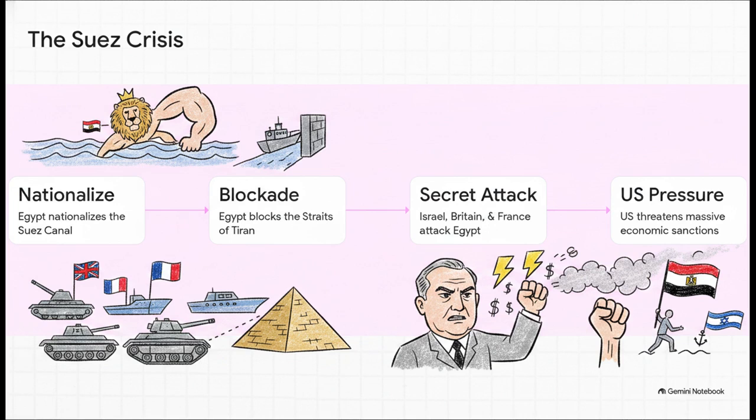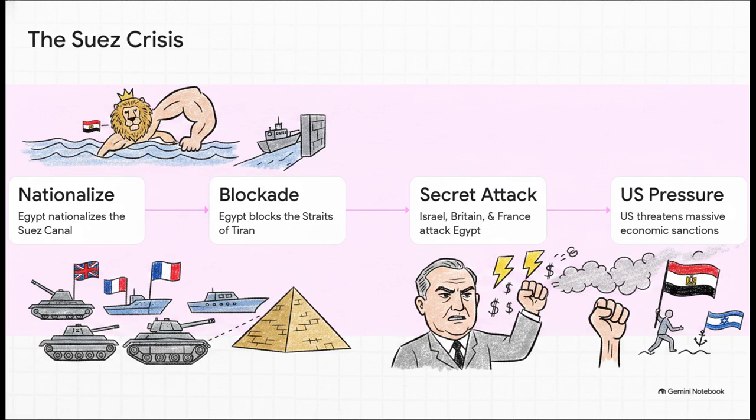Israel, Britain, and France launch a coordinated, completely surprise attack on Egypt. But they made one massive miscalculation. They kept the United States completely in the dark. A furious President Eisenhower steps in and threatens massive economic sanctions, literally forcing all three attackers to retreat.